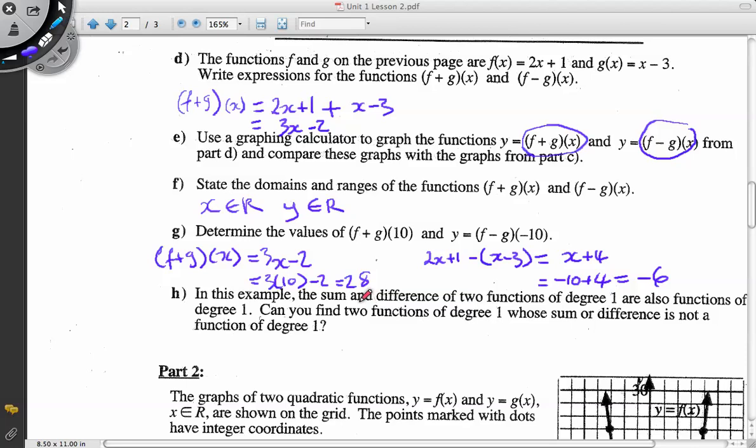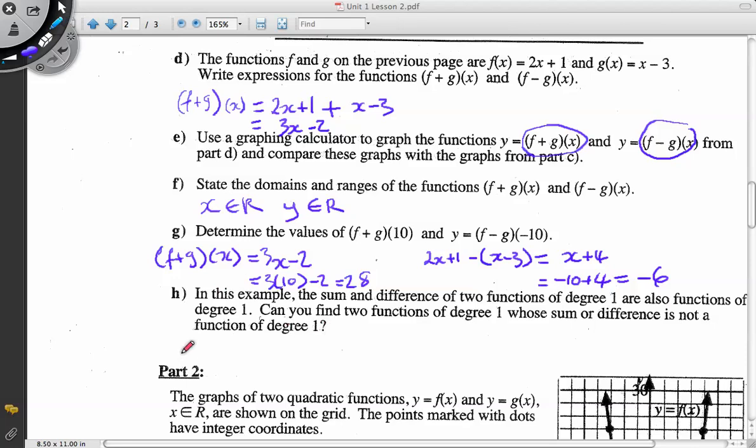Okay, so I've thought about this. What it's saying here is degree 1 just means the two functions we have have x, not x squared. So just an x to the 1, an x to the 1. So that's why they're both degree 1. Can we find two functions of degree 1 whose sum or difference is not a function of degree 1?